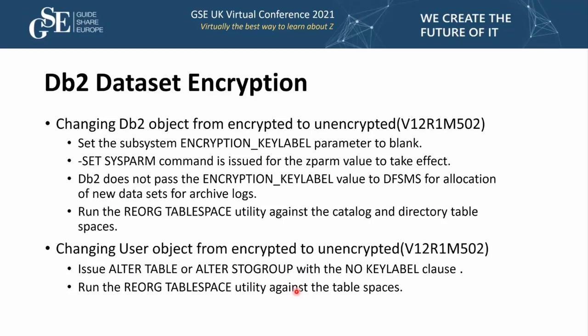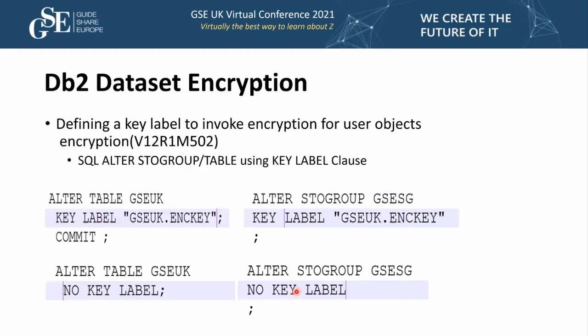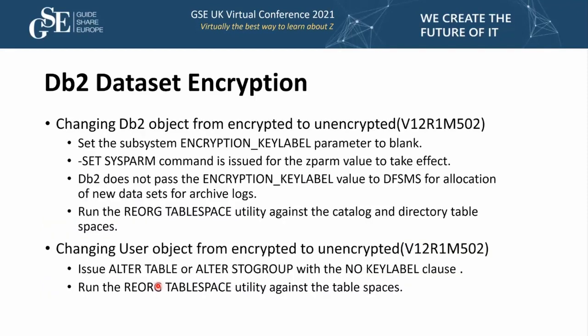To change the user object from encrypted to unencrypted with function level 502, you can issue the alter table or alter storage group SQL statement with the no key label clause. Then you have to run the REORG TABLESPACE utility against the tablespaces. So this is how you can change the Db2 dataset from encrypted to unencrypted.